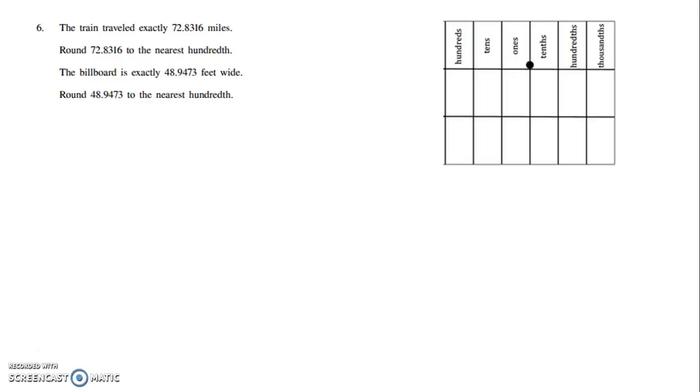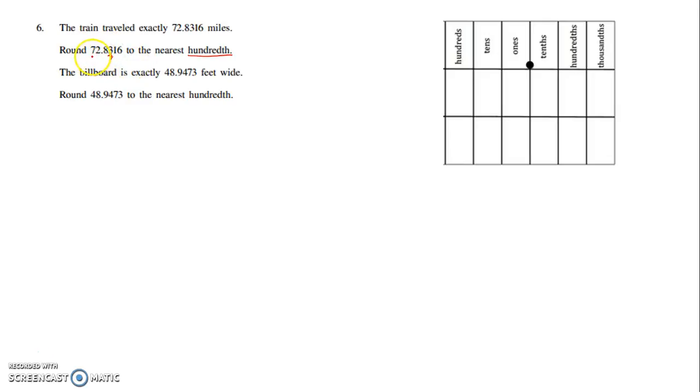The train traveled exactly 72.8316 miles. Round 72.8316 to the nearest hundredth. Okay, first of all, if we're working with to the nearest hundredth, what I'd do is I'd underline the hundredths place, just to know what place I have to round to. The nice thing about rounding to the nearest hundredths place, it's very similar to our money system.